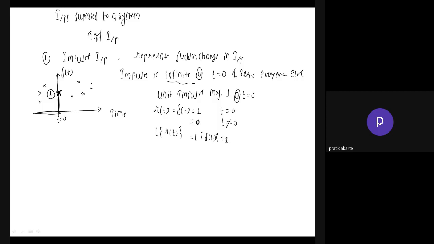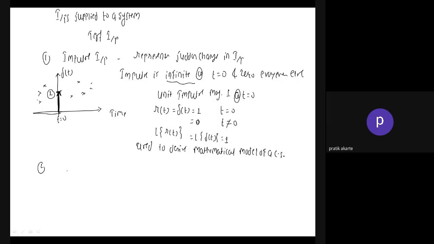Now, impulse inputs are used to derive the mathematical model of a control system. This is what we call an impulse input.